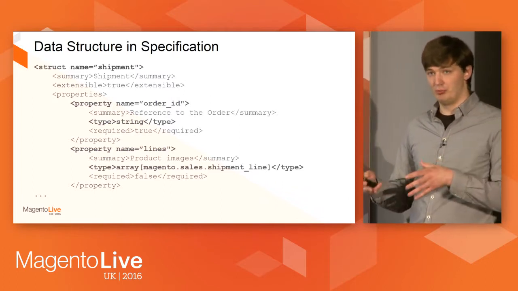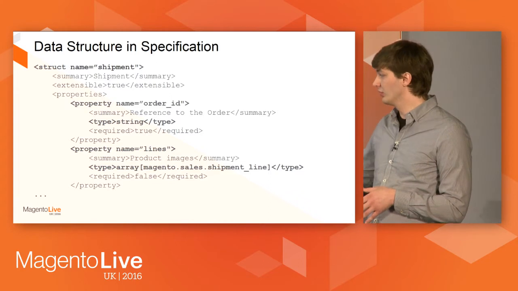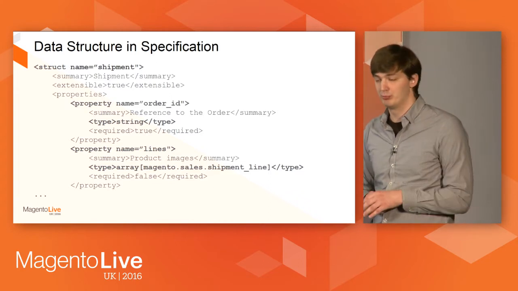For example, in this example on the slide, you can see there is a shipment structure. It has just two properties. One of them is order ID, which is simply a string, and another one is lines, which is an array of objects, and each of those objects has the same structure as this one, called shipment line, with its own set of properties, of course.